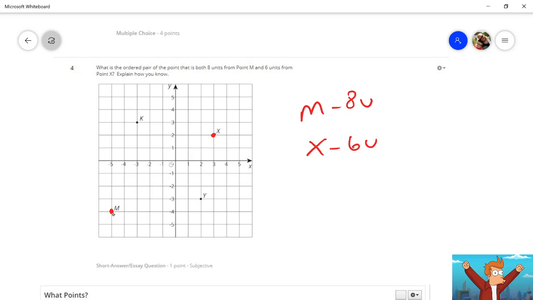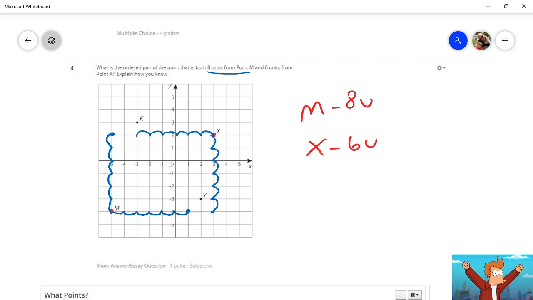6 away from X. 1, 2, 3, 4, 5, 6. And 8 from Y. Oh, I'm sorry. Hang on. Did I mess up? M. 8 units from M. 8 units from M, 6 from X. Right, okay, I was right. 1, 2, 3, 4, 5, 6.